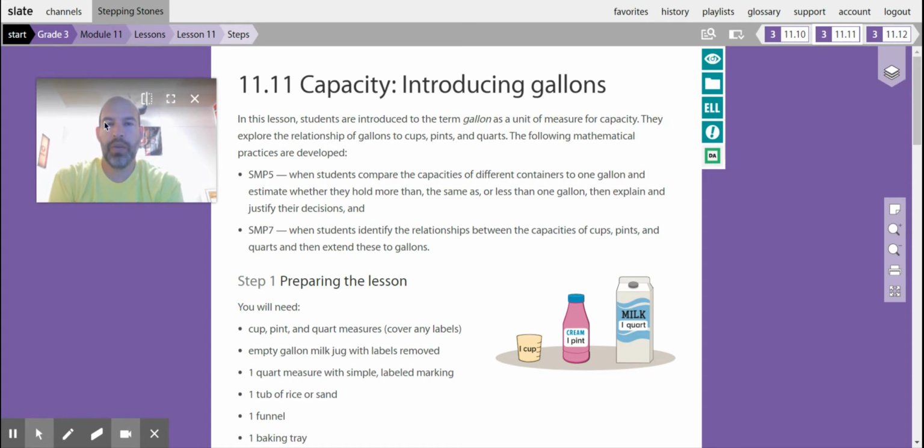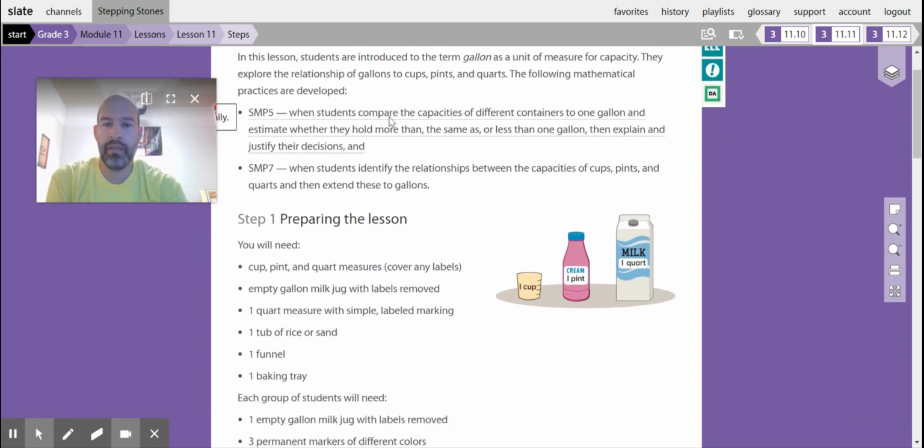I'm going to go ahead and do our video for Module 11.11, Capacity: Introducing Gallons. Now, I know last week you skipped 11.10 because of perhaps not being able to access some of the materials you would need. Today, I want to encourage you, if you can do this lesson, give it your best shot. Here are some materials that will make it very helpful for you.